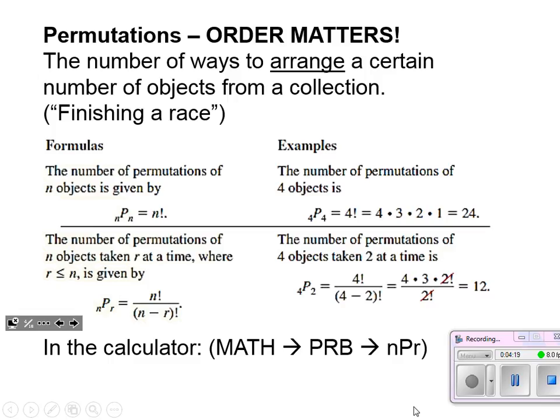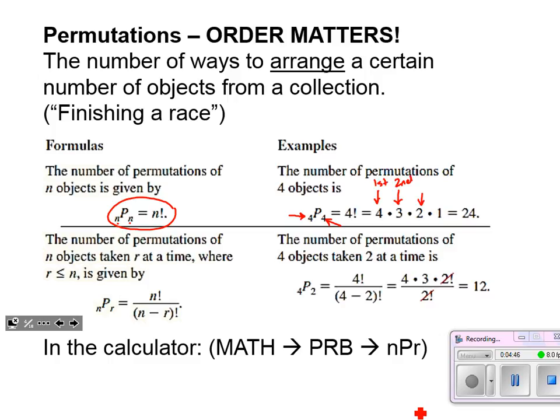Okay, so using that race as an example, you can see the first formula. If I have n objects and I'm going to arrange all n of them, then that is n factorial. Because if we think of our race example, if we have 4 people competing in the race and we want to find out how many ways all 4 of them could finish, we have 4 choices for first place. After that person crosses the line, there are only 3 people left running, so 3 options for second place.